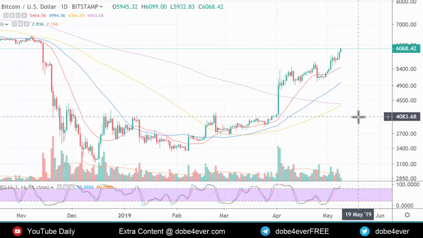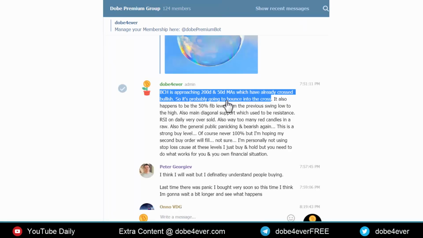Another thing, just a quick lesson here, as a side note. When I shared this message, I said I was going to buy this level, not only because of the cross, but you can read the rest of the message. There were several signals pointing out that this was the perfect entry for a long position. And I had this guy here, Peter. He's been in my groups for a very long time.